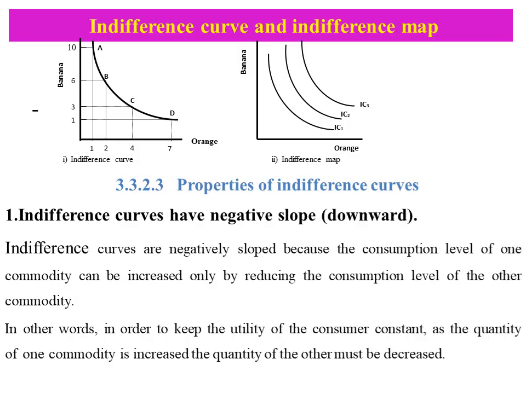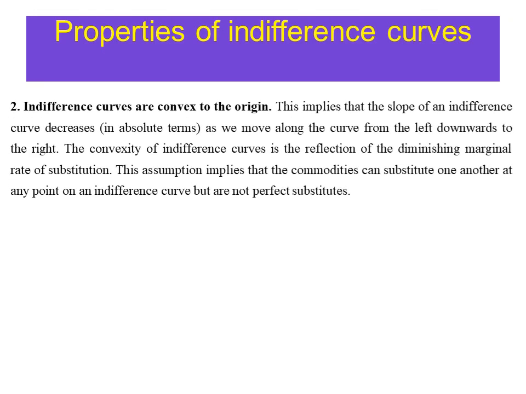This is why it becomes negatively sloped or downward sloping. The other property of indifference curves is that indifference curves are convex to the origin. It is not concave, rather it is convex to the origin. This implies that the slope of an indifference curve decreases in absolute terms as we move along the curve from left downward to the right.